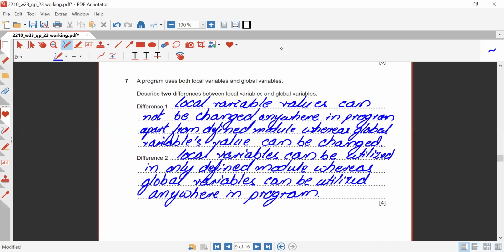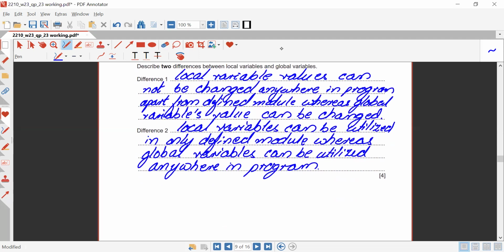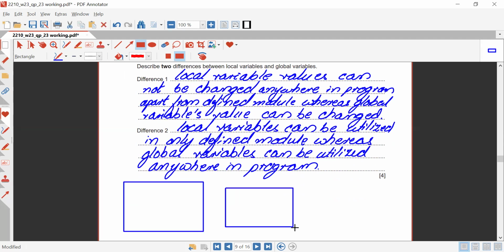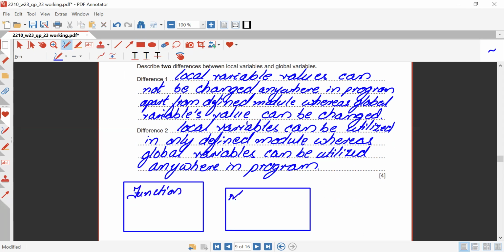These differences are basically okay. Now, if you can see, we have two modules over here in a single program. This is the function that we have created, and this is the main program in which we will call this function.